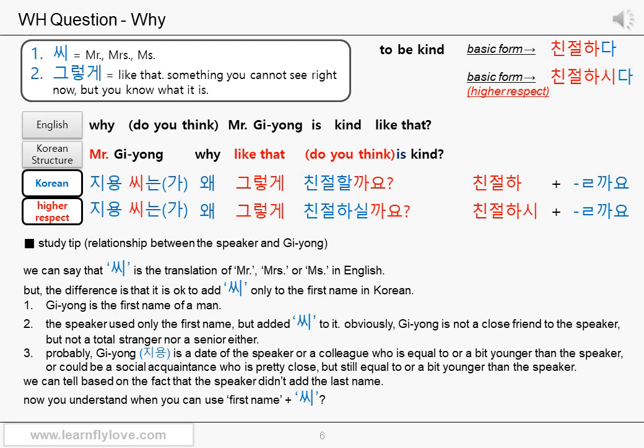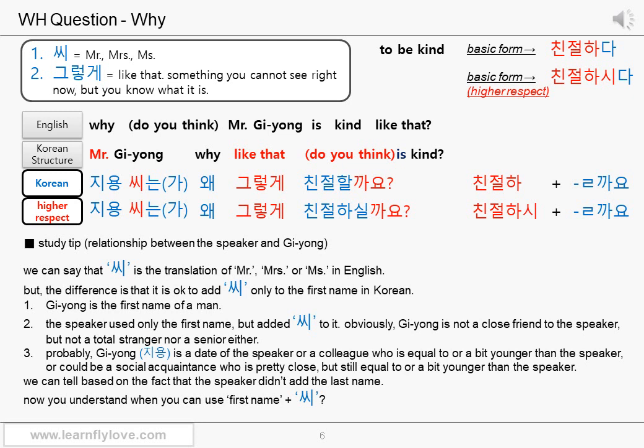Do you think kind? Mr. Ji-young is the subject of this sentence, but it doesn't seem that he is the one who is being asked this question. The speaker must be asking someone else about Mr. Ji-young. How can we tell? Not only because we don't directly ask a question like this to someone, but also because the speaker said like that. If the speaker is asking this question directly to Mr. Ji-young, the speaker is supposed to use like this instead of like that, since Mr. Ji-young must be right in front of the speaker.